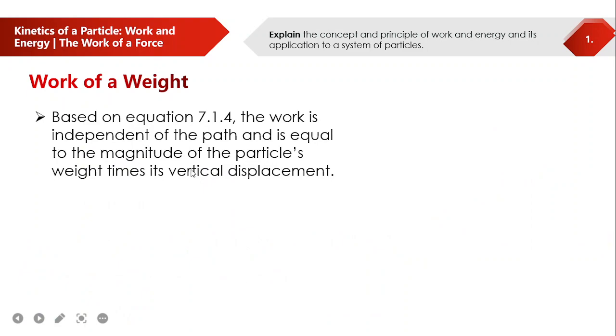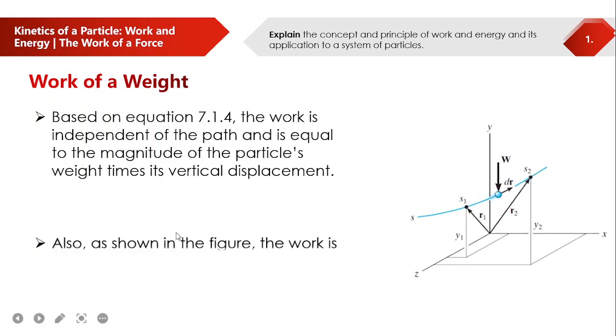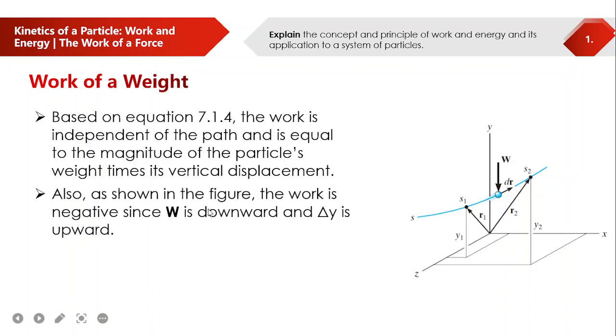Sabi is, ang work daw natin is independent of the path, no? Hindi siya nag-depend sa path. Kasi nga, it is equal to the magnitude of the particle's weight times its vertical displacement. Now, also shown in the figure, the work is negative since w is downward and delta y is upward. Which makes sense, di ba? Negative yung work always natin when we are talking about work of a weight.